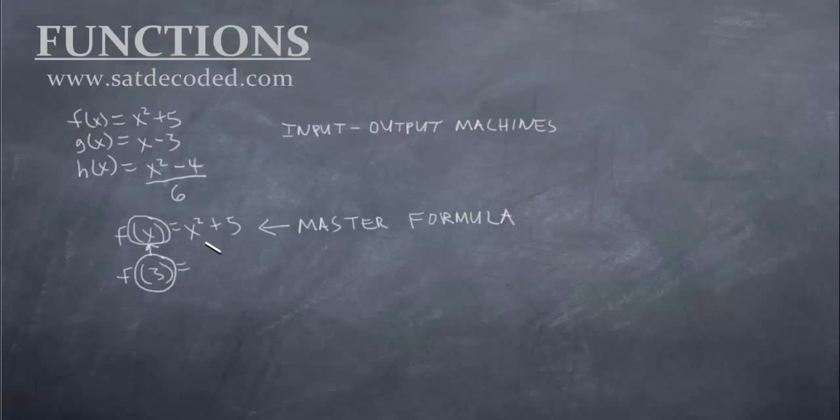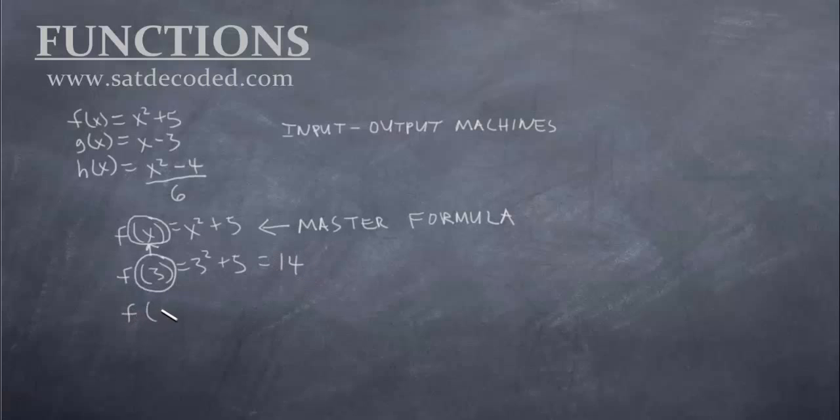So how do inputs work? Well, this equation right here is our master formula, so wherever we see the x, which was our original input, we're just going to replace it with our new input of 3. So f of 3 is going to be equal to 3 squared plus 5, which equals 9 plus 5, which equals 14. So f of 3 equals 14. Our output is 14.